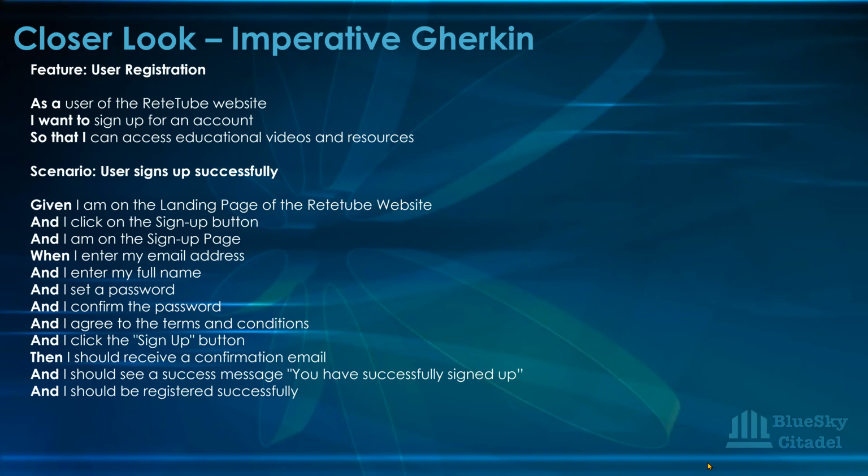signs up successfully. So that should tell you, at any point in time, if for some reason the Then has fallen off the screen and you can't even see it, but you see that line that says "and I should be registered successfully", then you know that is the output, because that output aligns 100% with the scenario at the top that says the user signs up successfully. And I should be redirected to the home page.